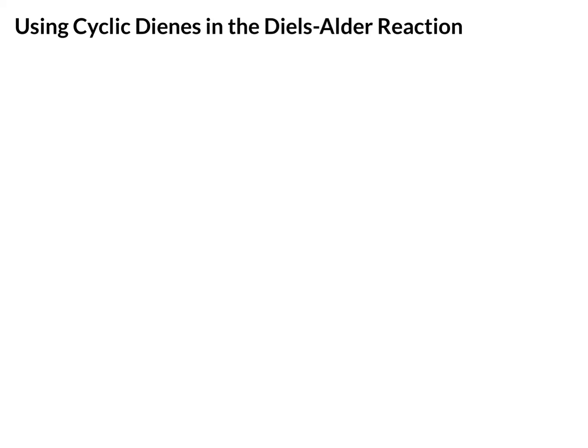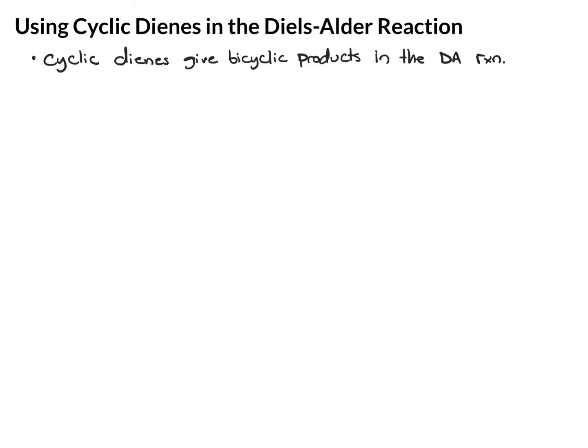When cyclic dienes are used in a Diels-Alder reaction, the same reaction that we've been learning takes place to give you a cyclohexene core in your product. But because of the cyclic diene, it takes a little more work to draw out the product. This is because when we use a cyclic diene, we get a bicyclic product in the Diels-Alder reaction.